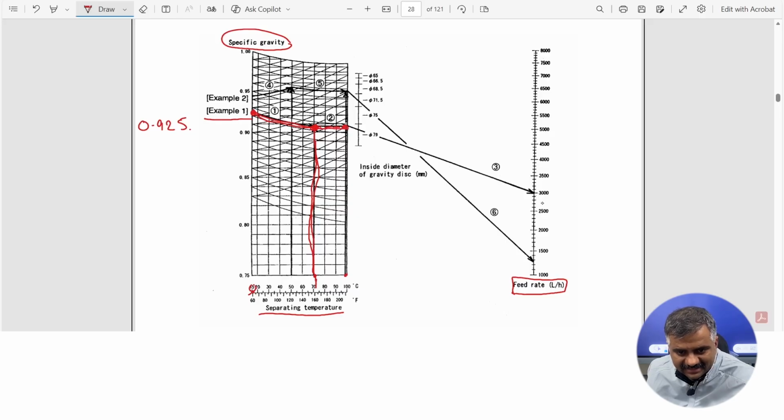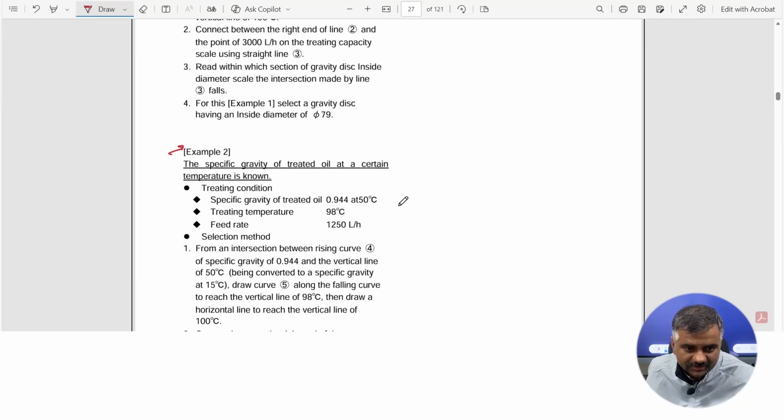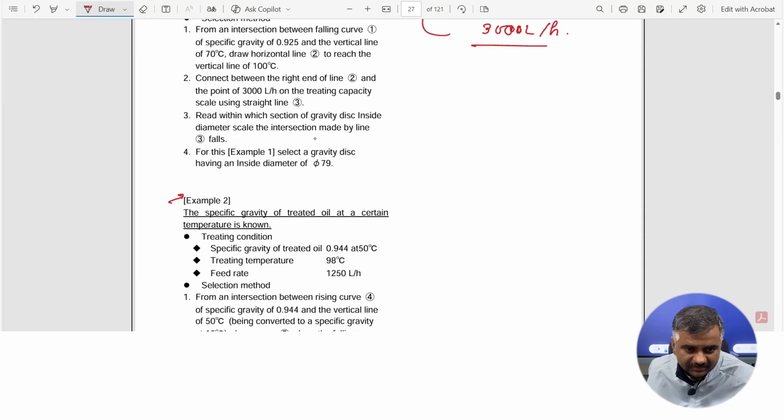From 98 degrees centigrade, we have decided that we will keep the feed rate at 3000 liters per hour. From this point we have to match these 2 points, 3000 liters and the point at 98 degrees centigrade, this point number 2. If we match, it is cutting at a value here, 79. So the internal diameter for the gravity disk in this case becomes 79.